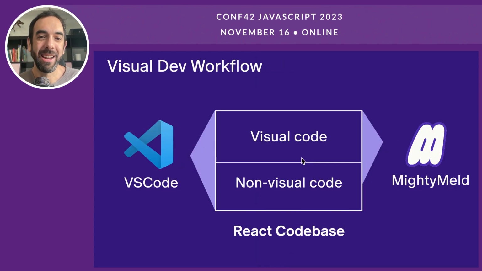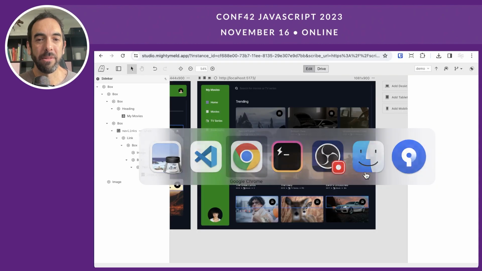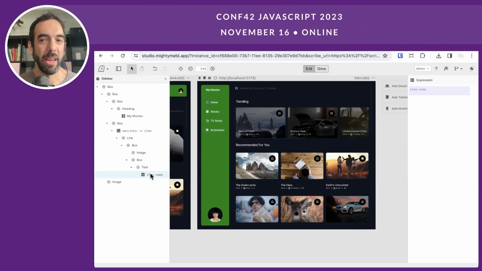While of course, I have one more picture about this. Yeah, and so this is kind of how the workflow works in the MightyMeld universe. You can still do everything in VS Code the traditional way, and MightyMeld attaches to the visual code as well as little bits of the non-visual code. And I think that's something that might grow over time. But looking here, like item.name or nav links, basically showing you the actual data that you're working with.